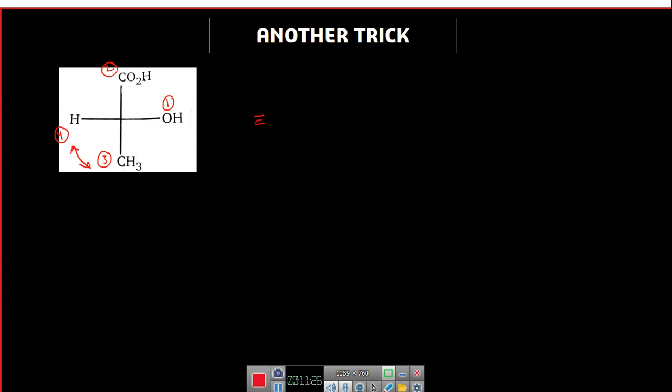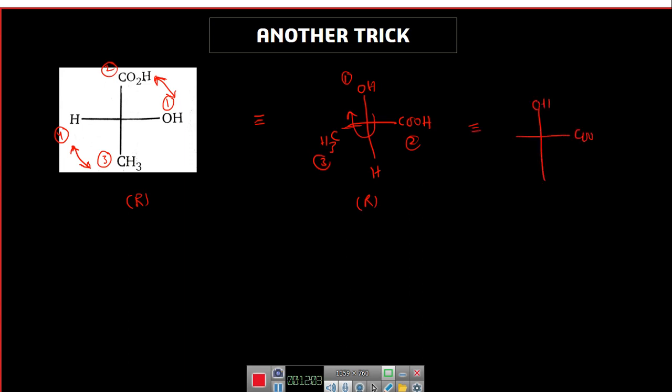That means we need to do two interchanges of these ligands. When you do two interchanges, you won't invert the configuration. If you do one interchange, then automatically it inverts the configuration. So I am doing two interchanges here: H with CH3 and OH with COOH. This one is R-lactic acid, and after I change this, I also get the same R configuration. So keep this molecule, now the Fischer representation after interchanges. Now we can easily convert this to wedge representation.